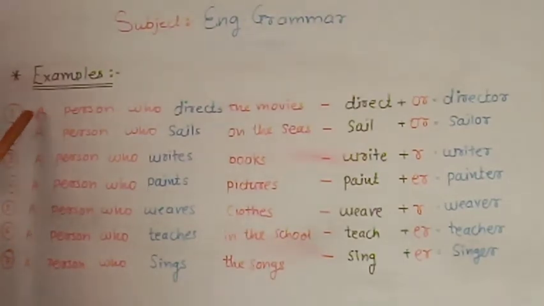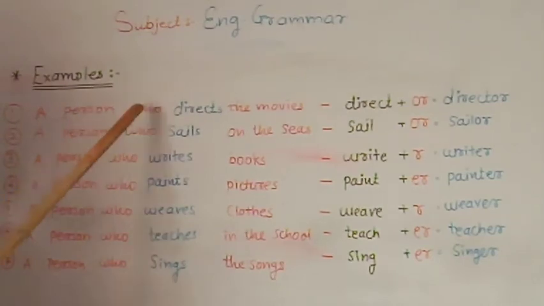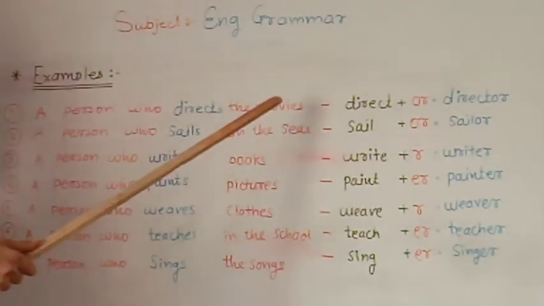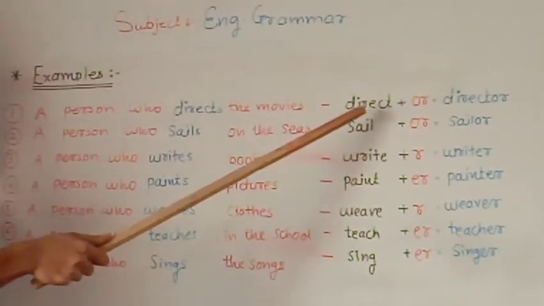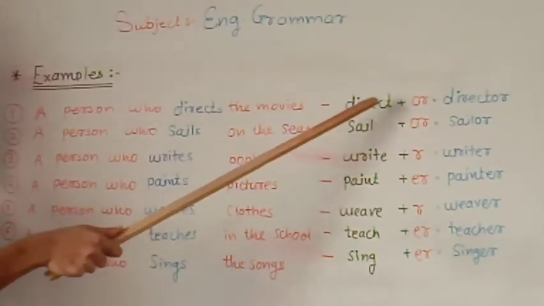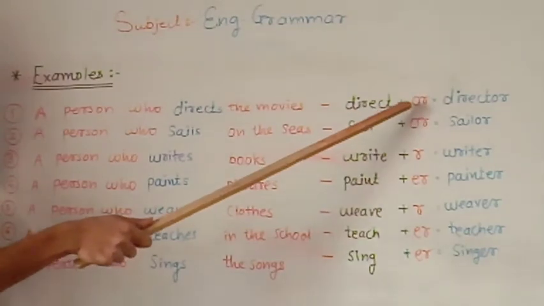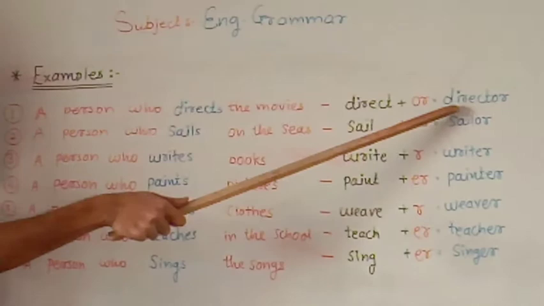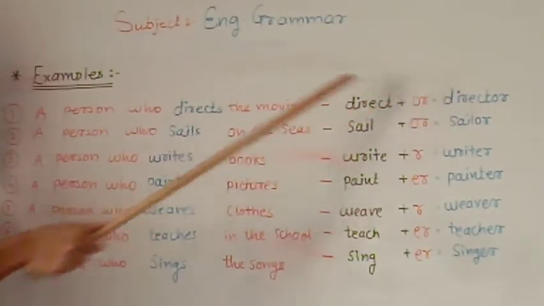Let's see how to make the nouns by adding the r, er or or to the verb. Let's see first example. A person who directs the movies. In this sentence, direct is an action word, means verb. When we added or to the verb direct, it become director, one of the noun.